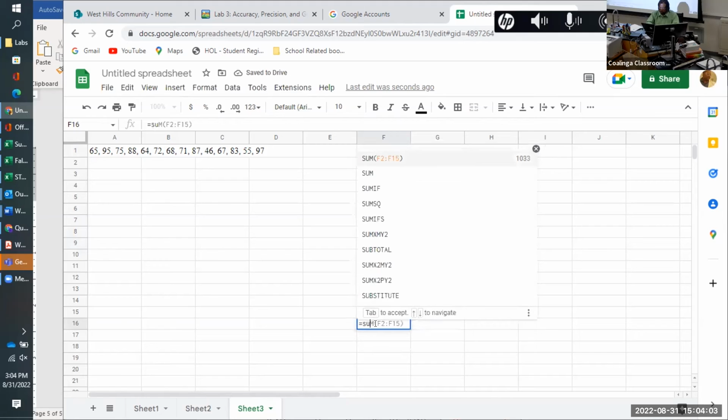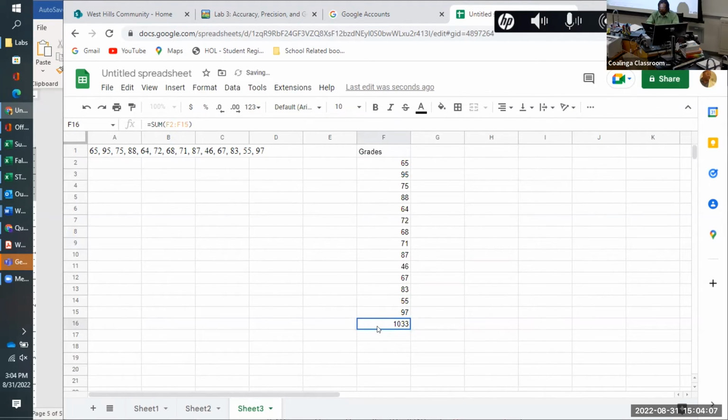Okay, so we want to calculate the sum of all of the grades. We just write sum, and then label the sum. Write equal sum, and then it'll highlight everything, or you could just select the box that you want. Okay, so it calculates the sum of all of them.